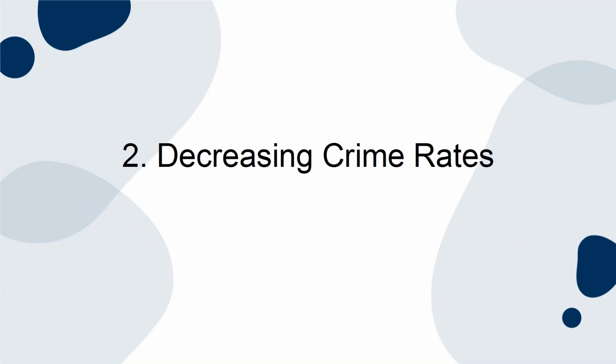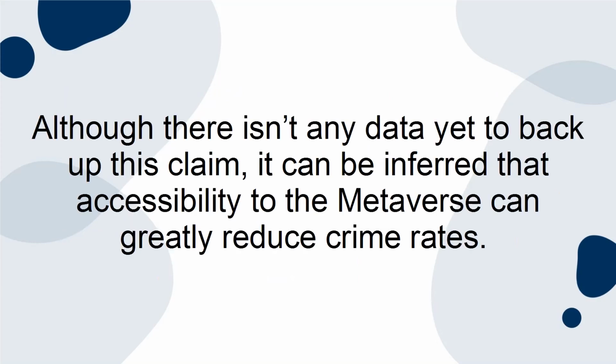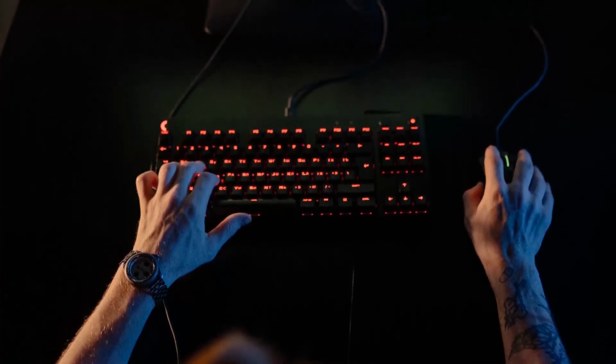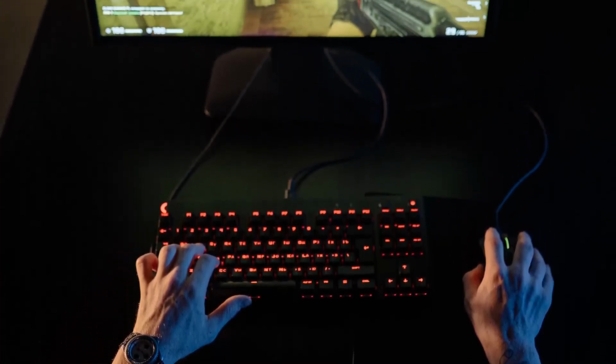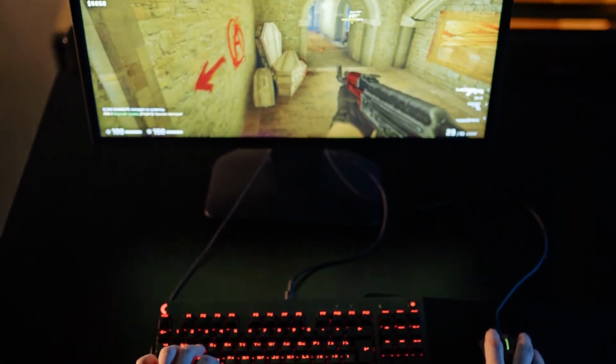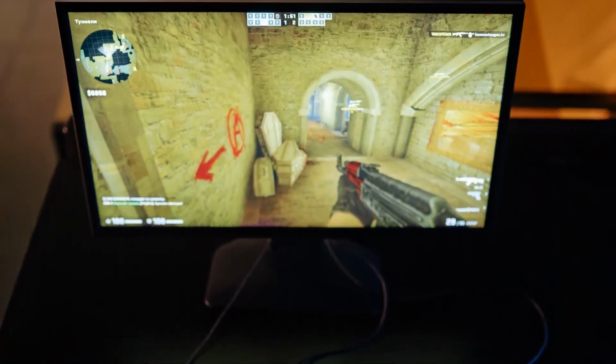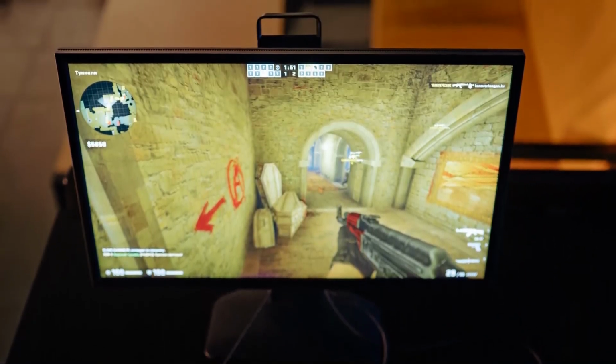2. Decreasing crime rates. Although there isn't any data yet to back up this claim, it can be inferred that accessibility to the metaverse can greatly reduce crime rates. Instead of feeling impulsive and breaking the law in the real world, a person can go into a fantasy world where they eliminate the risk of hurting another person by committing a crime in the physical world.